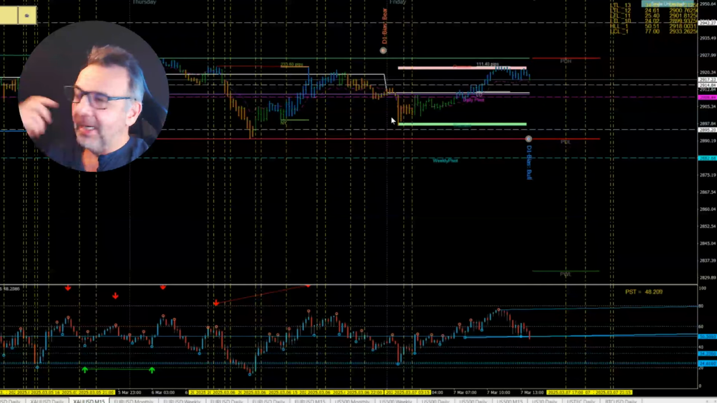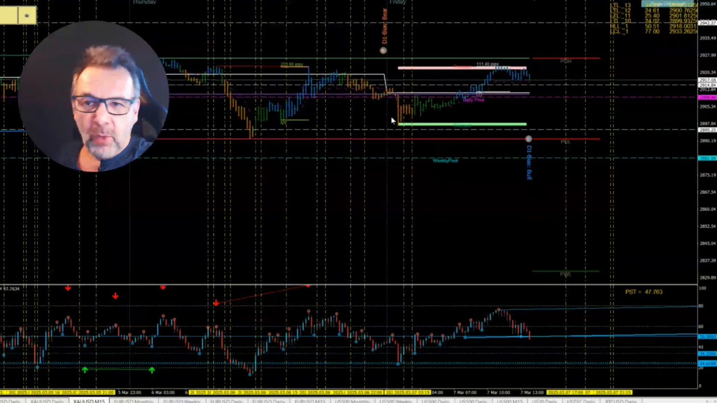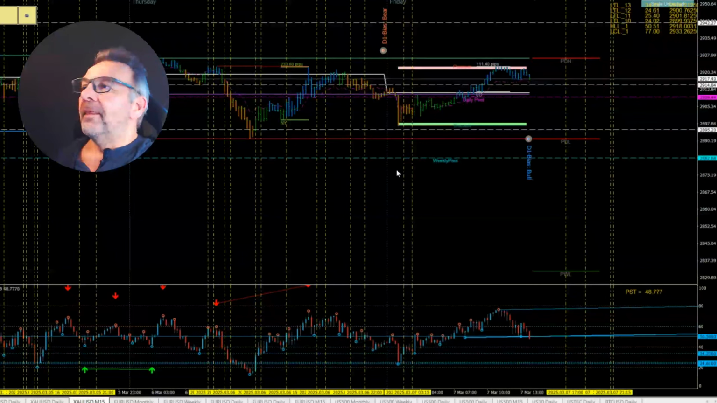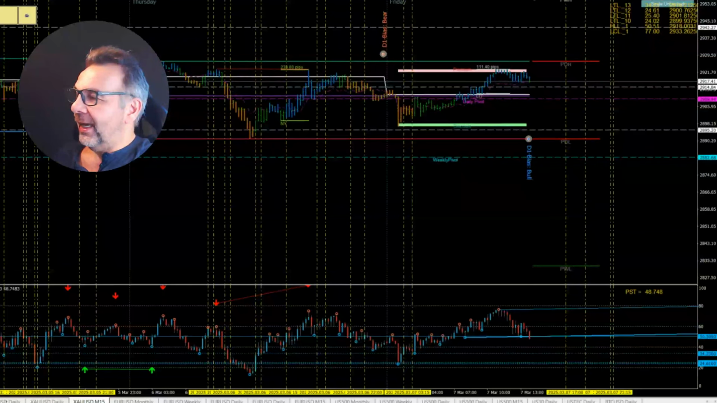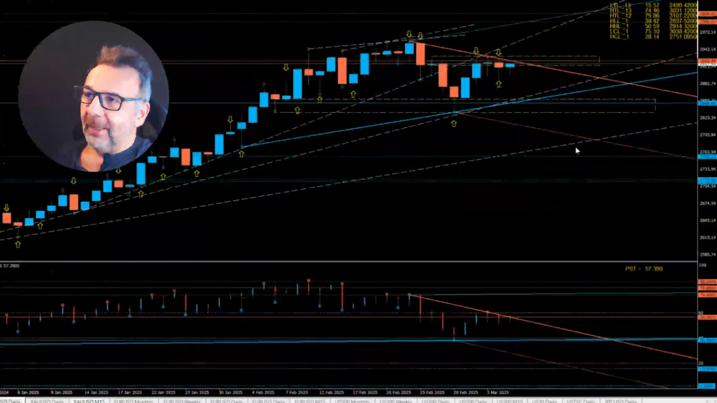But I always say, against the trend, reduce risk significantly. So instead of trading with one lot, let's say trade with, I don't know, 0.3. Reduce it down. So now we're in this zone here. Now remember, the PST is broken out. It is a Friday, and this zone is a resistance area.